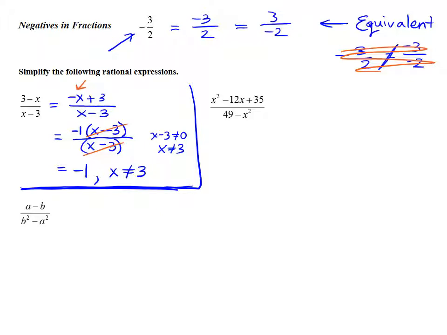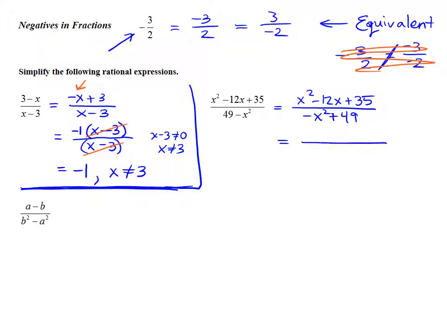Let's do one more. x squared minus 12x plus 35 all over 49 minus x squared. In this example, we see that the denominator is not written in descending order. So I'll rewrite the denominator in descending order, negative x squared plus 49. The numerator is, so I'll just rewrite it as is. And then we want to try to factor.